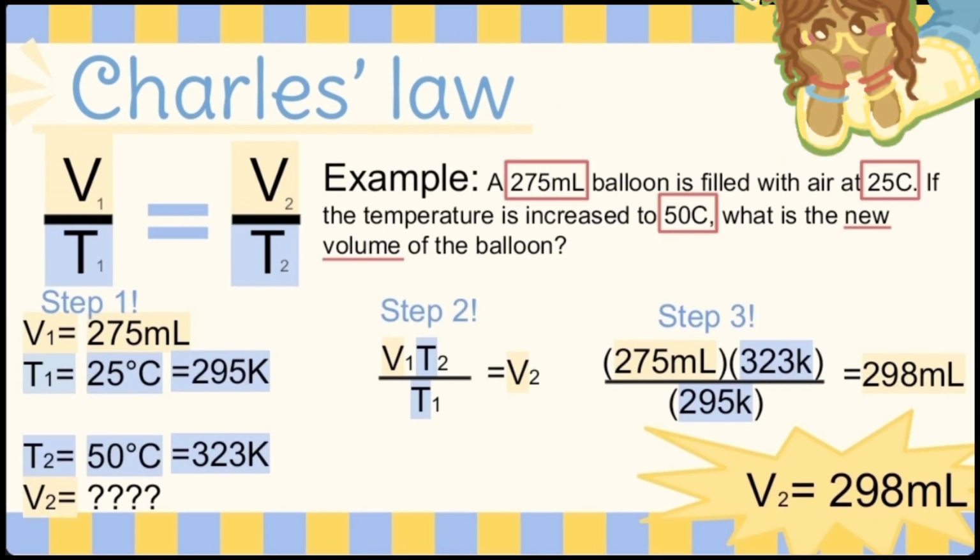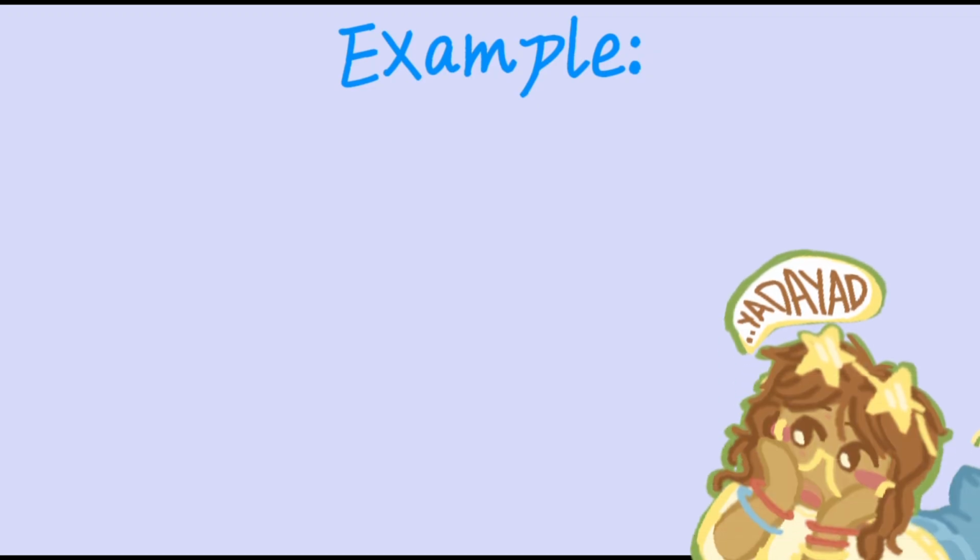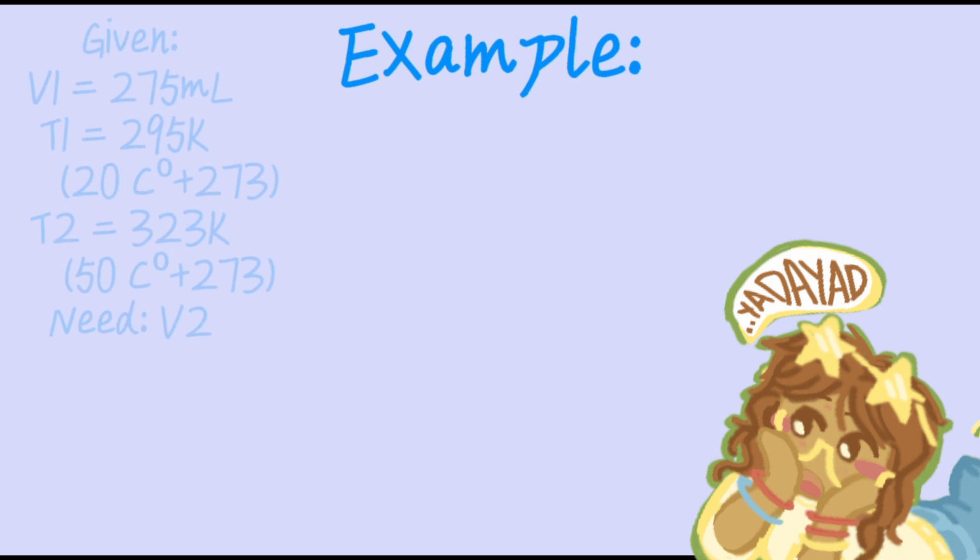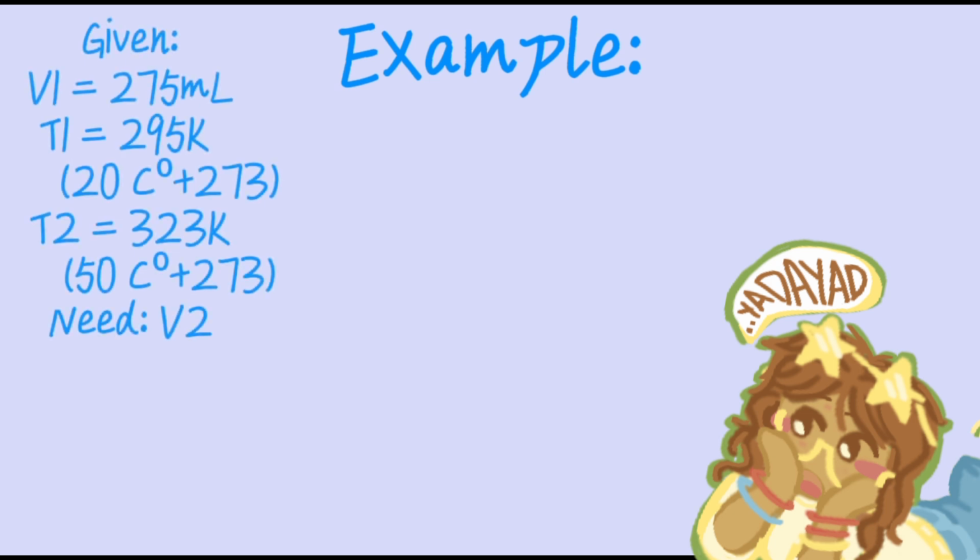Now, an example. A 275 milliliter balloon is filled with air at 25 Celsius. If the temperature increased to 50 Celsius, what is the new volume of the balloon? Well, first we have to make sure to underline and box the important information, the given amounts that we have, and write it down to the side. So for initial volume, we are given 275 milliliters. For initial temperature, we are given 25 Celsius. And for second temperature, we are given 50 Celsius.